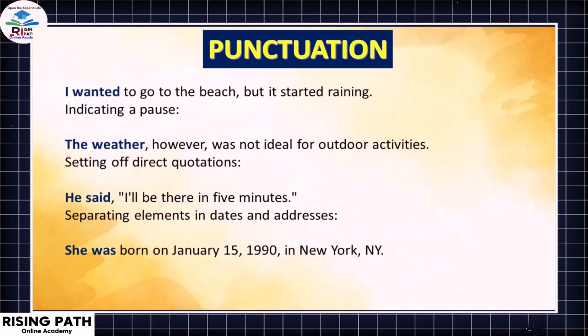Now on number 7, as we are writing the story, so we need the dialogues and the direct speech. So how are we going to punctuate or insert the comma? He said, I'll be there in 5 minutes. And then on number 8, we have another example, separating elements in dates and addresses. So when you're going to write a date or an address, you're going to write a sentence inserting comma like this: she was born on January 15, 1990 in New York, NY.